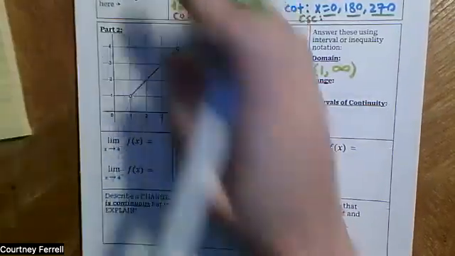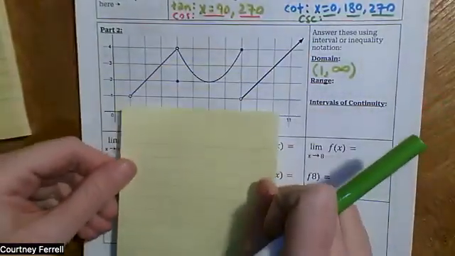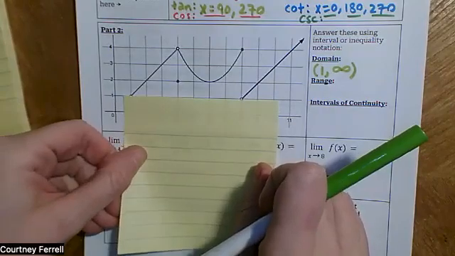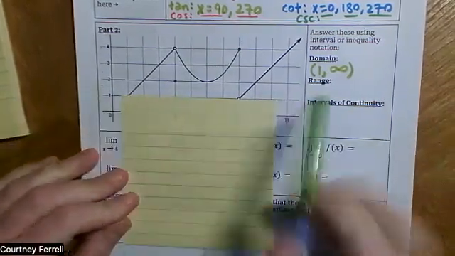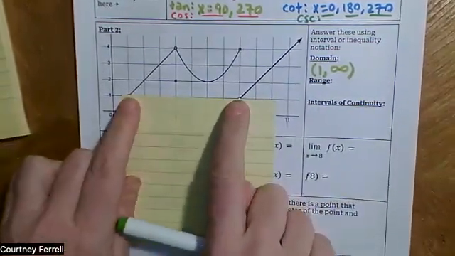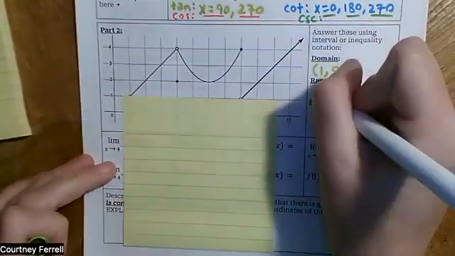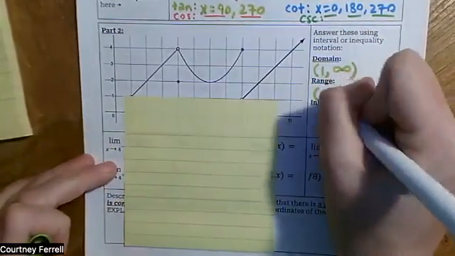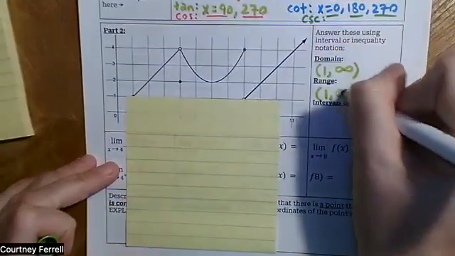For range, the lowest value, the lowest Y value in the range is at 1. But both of these are open dots. So that's going to be a soft bracket. And then because of this arrow, it goes all the way to infinity.